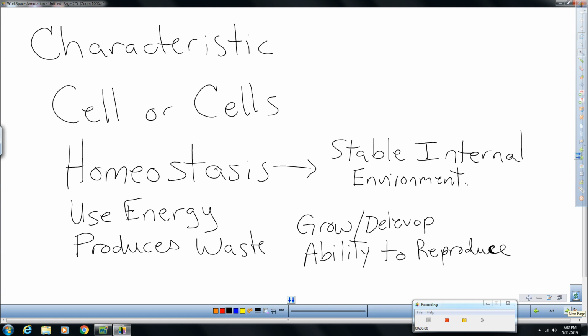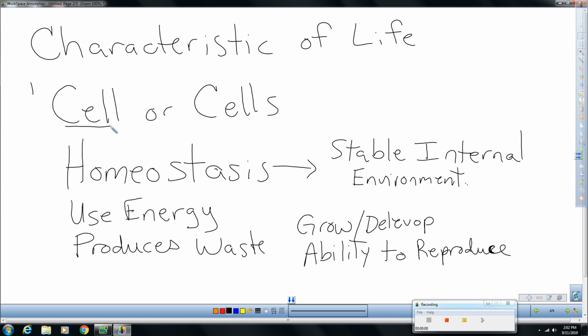Some characteristics of life: some things that all living things should have in order to be considered alive. First of all, they're made up of cells, or at least a cell. You can have single-celled organisms as well as multi-celled organisms. Organisms also have this desire to maintain a stable internal environment. That's called homeostasis. Essentially, as organisms respond to their surroundings, they're trying to keep themselves in check, or in equilibrium, as they go through.